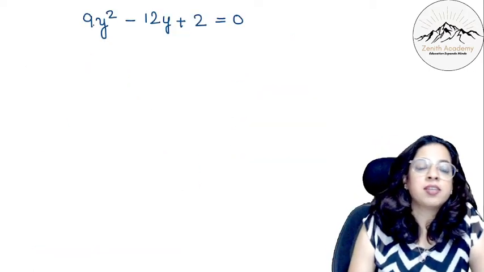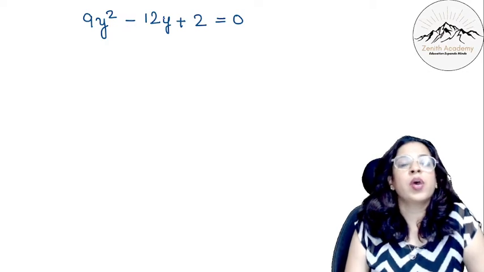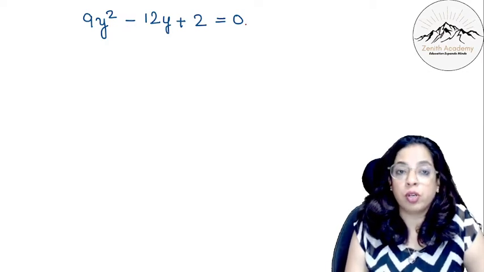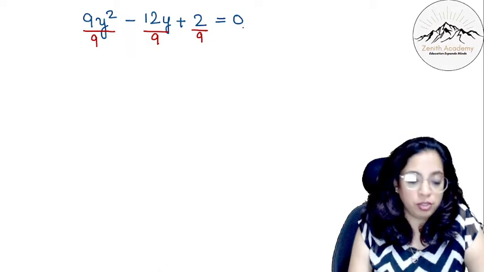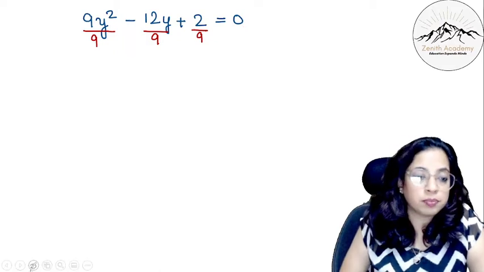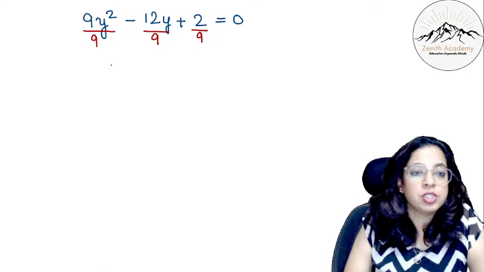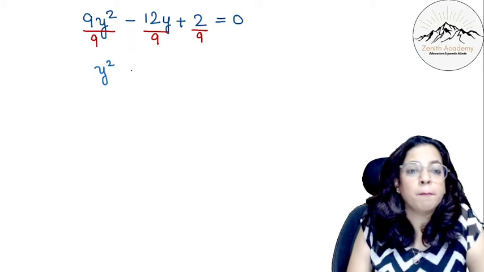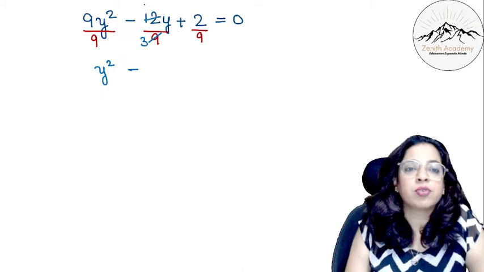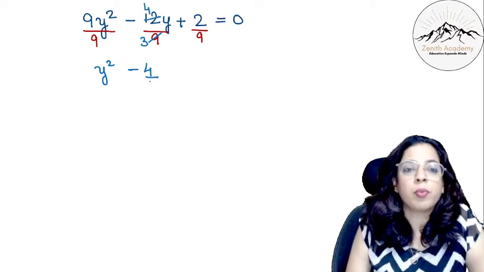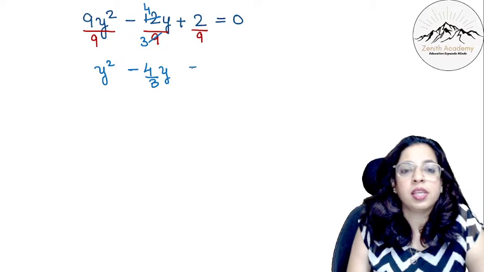Now see the next question. 9y square minus 12y plus 2 equal to 0. So there is a 9 in front of y square. So divide everything by 9. Here no need to show. So you get y square minus, now you can cancel it with 3. 3 3s are 9, 3 4s are 12. So minus 4 by 3y plus 2 by 9 is equal to 0.